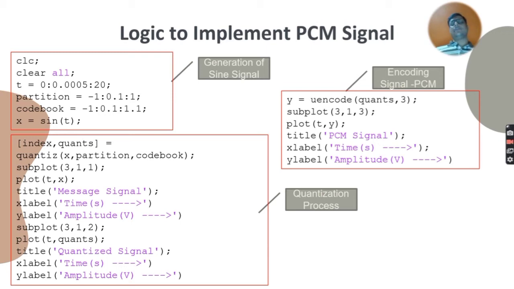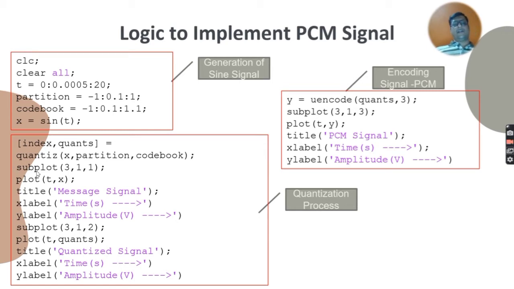Next we need to quantize this signal. In MATLAB we have a syntax called quantize. If we give the command quantiz x comma partition comma code book, it will quantize the signal, meaning the output will be the discrete signal. So index comma quants is equal to quantiz x comma partition comma code book. This is the command through which we are going to quantize this signal.